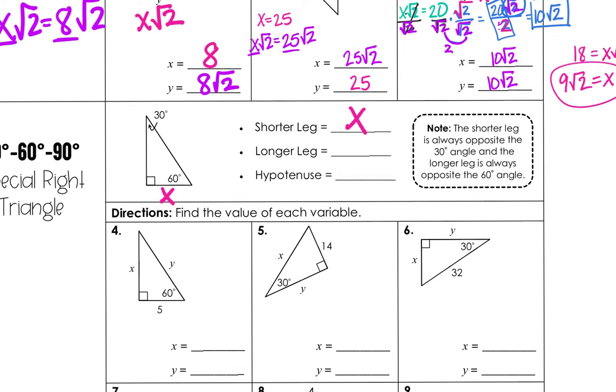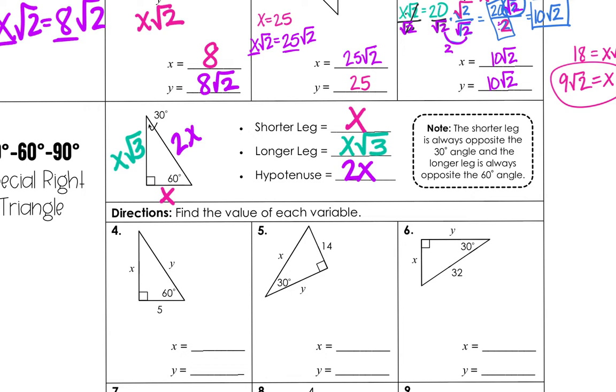Okay. Now, the next thing is I'm going to go straight to the hypotenuse. So my hypotenuse is always double whatever that shortest leg is. So if my shortest leg is 5, my hypotenuse is 10. If my shortest leg is 2, my hypotenuse is 4. It's always double. So this is always 2x. Now the longer leg, the side across from 60, this is x square root 3.